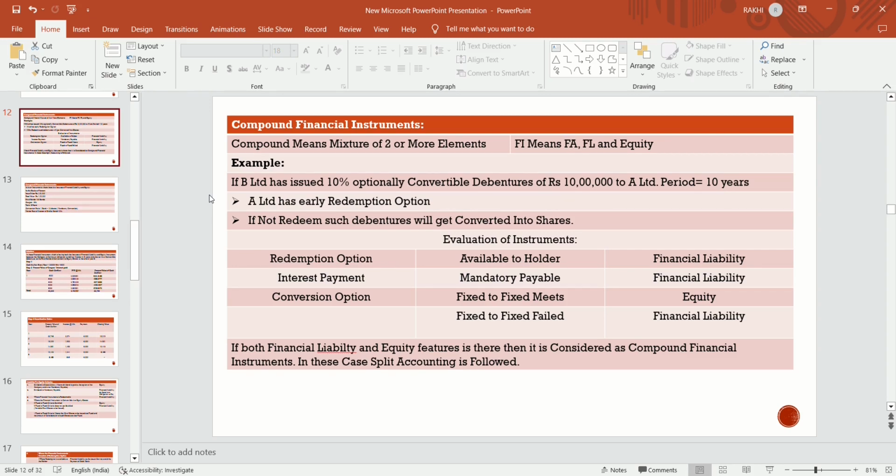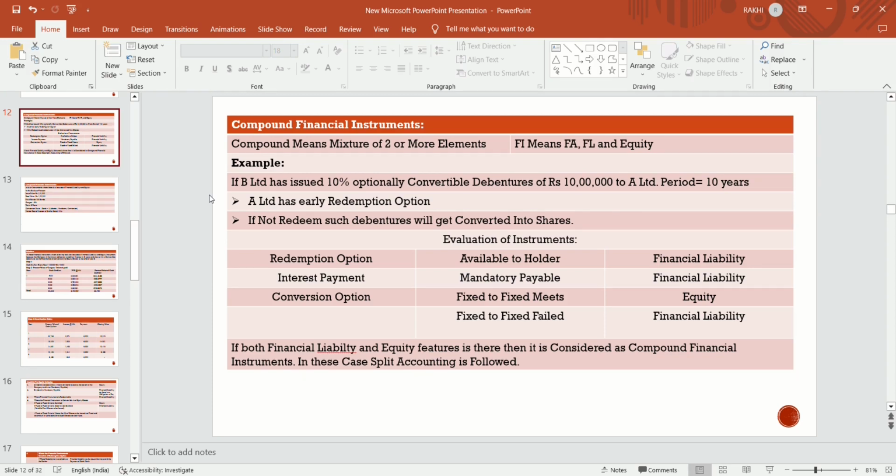In these cases, the split accounting method is to be followed. But if the redemption option, interest payable and conversion option all meet the criteria of a financial liability, then it will be treated as a financial liability because there is no element of a compound financial instrument.